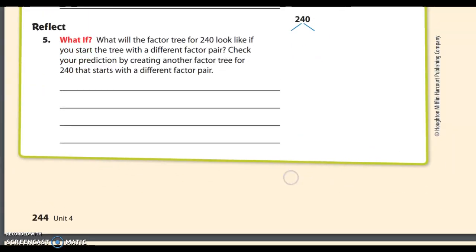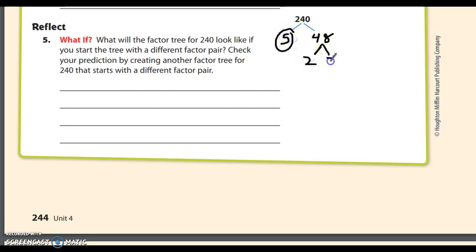Reflect number 5. What will the factor tree for 240 look like if you start the tree with a different factor pair? Last time we started with 5 and 48. And we ended up with a certain result when we were done. In fact, I probably should show you both. So I'll do the same thing I did before. I'm going to go as fast as I can.